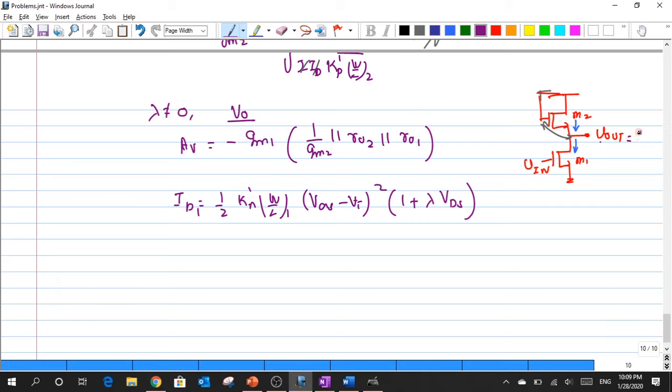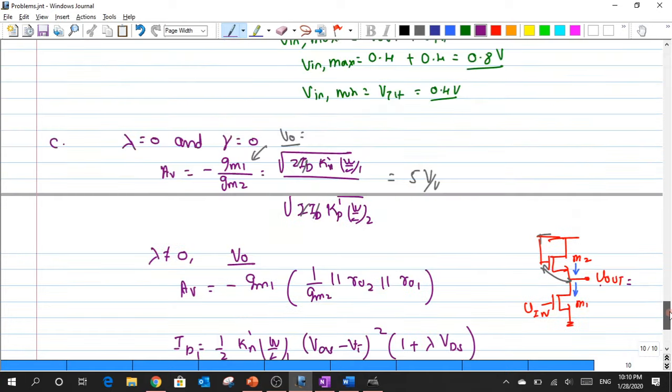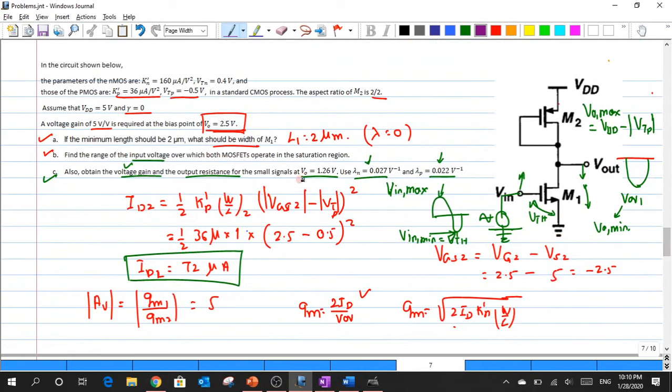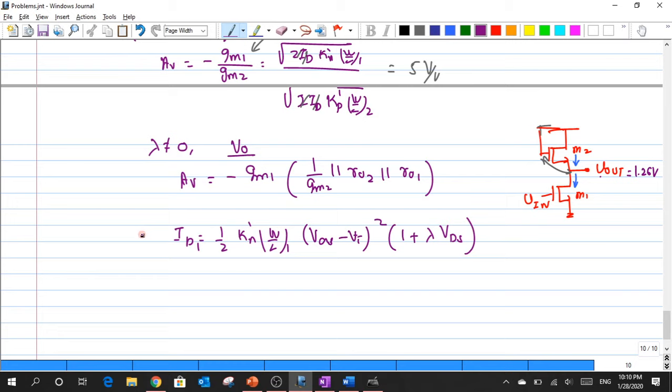Let me look back at what was given. Previously we had a Vout equal to 2.5 and we used that to compute the W by L factor, but currently the Vout is stepped down to almost half the previous value, and we will set that to be equal to 1.26 volt. To take this into account, the only way is to make use of this current equation with the lambda factor associated with it.